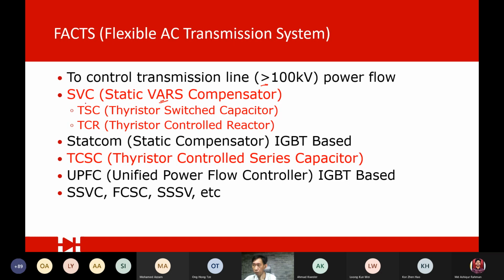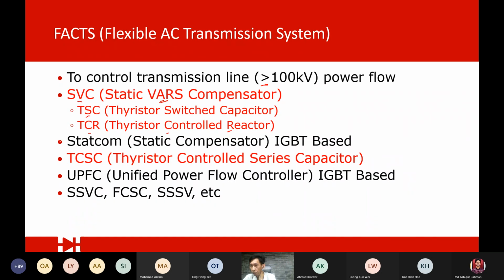Under SVC, there are two types of controller, TSC and TCR. TSC is thyristor switched capacitor. TCR is thyristor controlled reactor. On a transmission line, when you add a capacitor, it will have a leading current, and then you add a reactor, which is an inductor. In the electrical industry we call it reactor, not inductor. Inductor is only for electronic converters, so make sure you understand that. They mean the same thing; it's only the size that differs. This one will give you a lagging current. So with this, you can control how much active and reactive power you want by using the SVC.